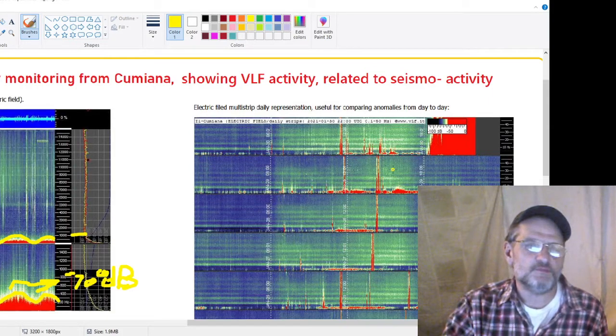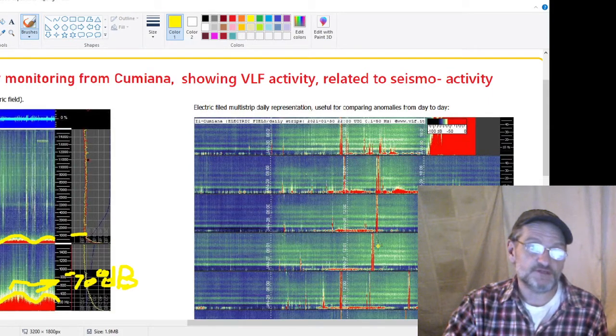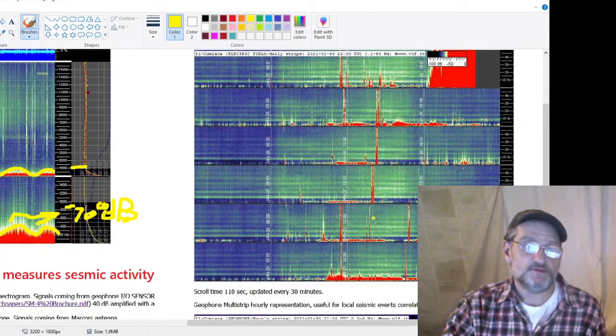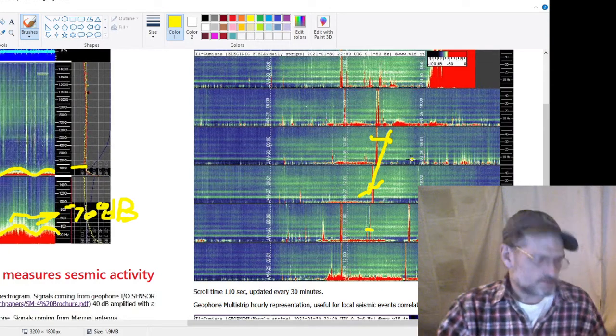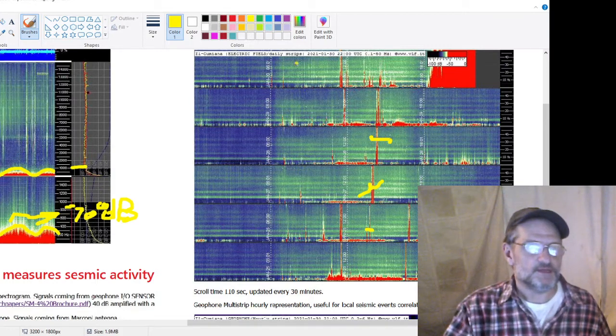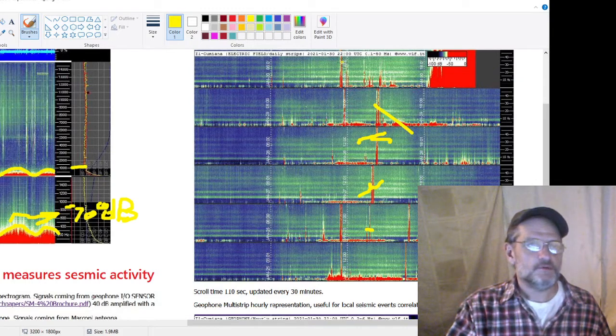All right. So you'll also notice these, I have pointed this out before, that these are roughly at the same time every day, which is kind of interesting to me. There's a string of them. Here's one. Here's two. There's another one. Then here's one. And here's one.